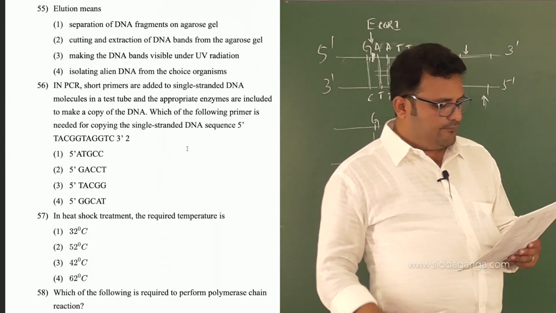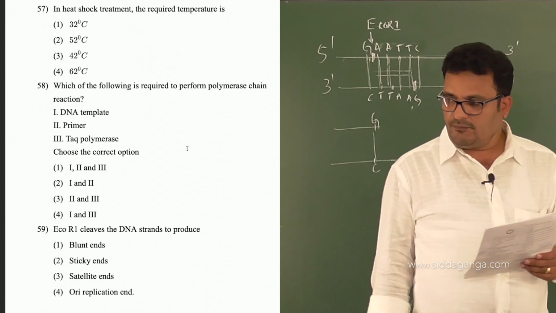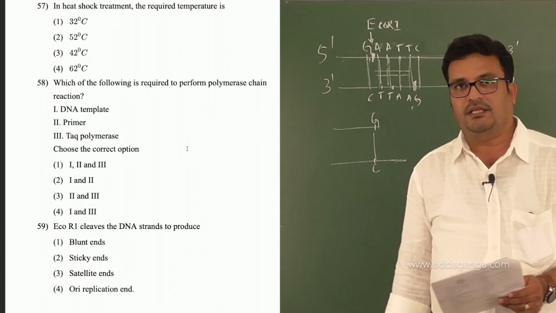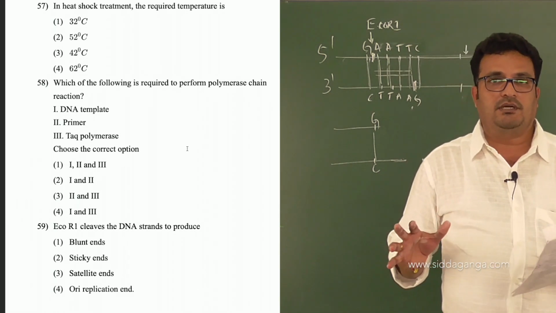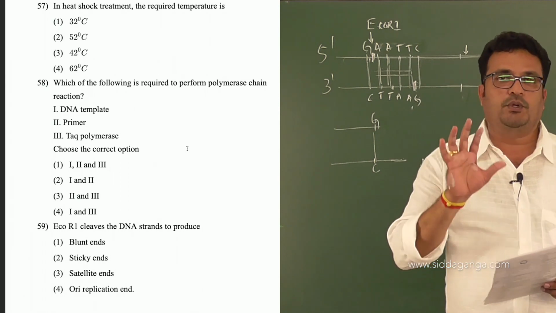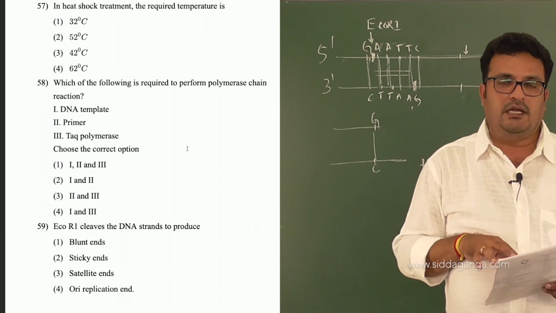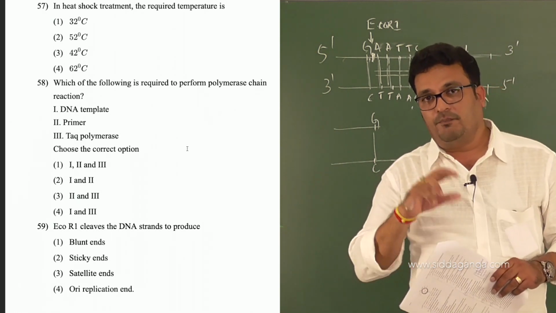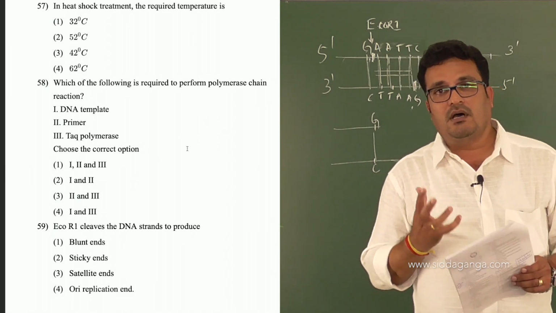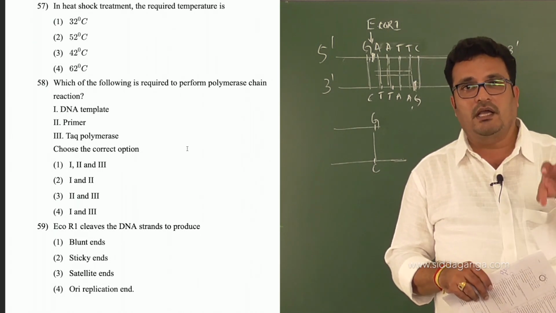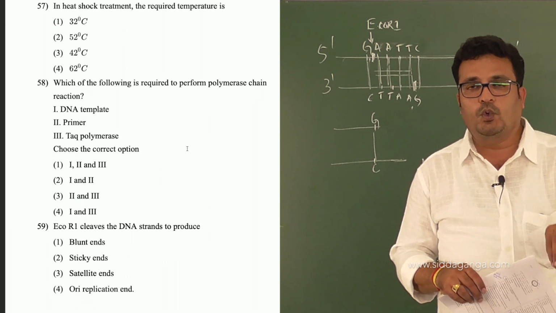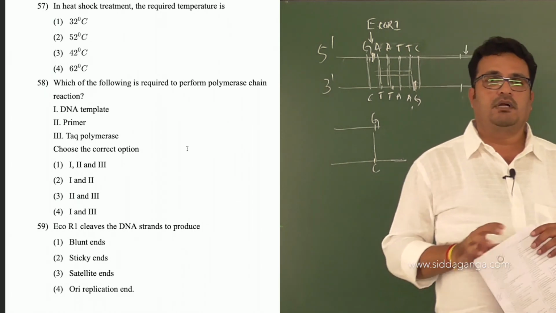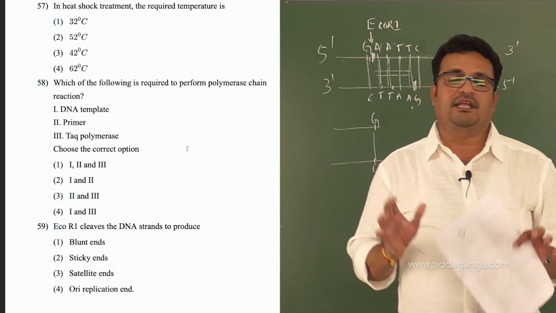Next, question number 57. In heat shock treatment, the required temperature is, see, the required temperature in heat shock treatment is 42 degrees Celsius. Heat shock, what is it? So cells are made to uptake the DNA, right? For that purpose, the cells are treated with ice, kept in cool, right? That is ice, heat, again kept under cool. So this is what we call heat shock.